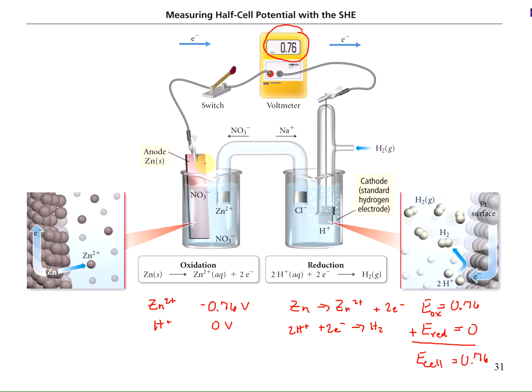Now these values, when I looked up the reduction potentials of the zinc 2 plus and the hydrogen plus, I looked these up from tables. I'll show you in a little bit where those tables are and how to use them. But I first want to reinforce a couple of other concepts.